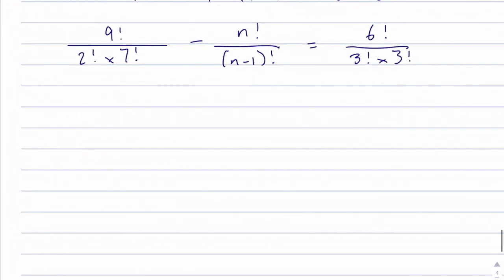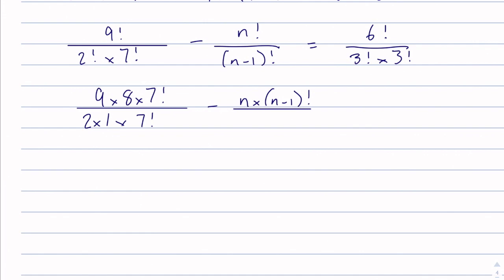We're going to start unrolling these. So 9 factorial is 9 times 8 times 7 factorial. 2 factorial is 2 times 1. 7 factorial, I can already see it on the top. Minus n factorial is the same as n times n minus 1 factorial, over n minus 1 factorial. 6 factorial is the same as 6 times 5 times 4 times 3 factorial. I can already see 3 factorial on the top, so I'm going to leave that second one like that, but this first one I'm going to do 3 times 2 times 1.